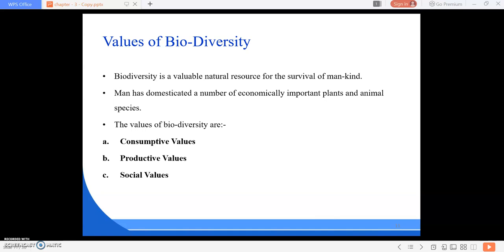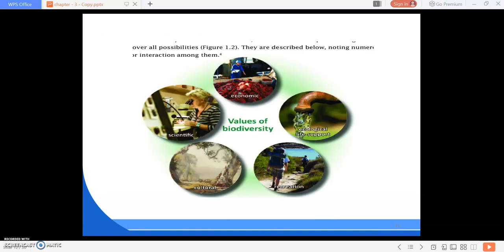So the values of biodiversity are of three types. First is consumptive value, second is productive value, and third is social value. These are described below, noting the numerous interactions among them. So these are the values of biodiversity: economic, ecological, life support, recreation, cultural, and scientific.